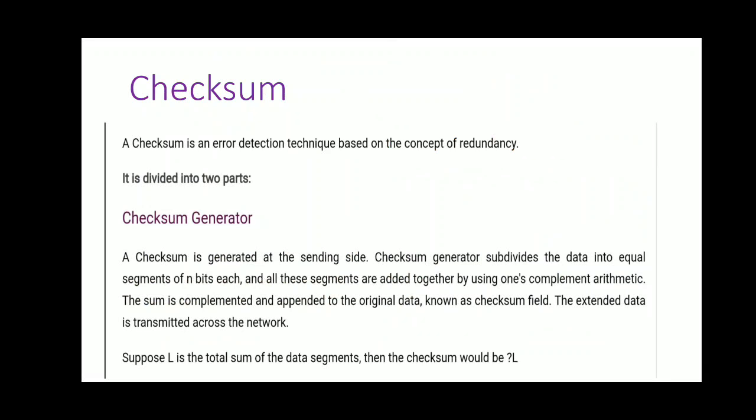A checksum is generated at the sending side. The checksum generator subdivides the data into equal segments of n bits each, and all these segments are added together using one's complement arithmetic. The sum is complemented and appended to the original data, known as the checksum field. The extended data is transmitted across the network, and this is about the checksum generator.